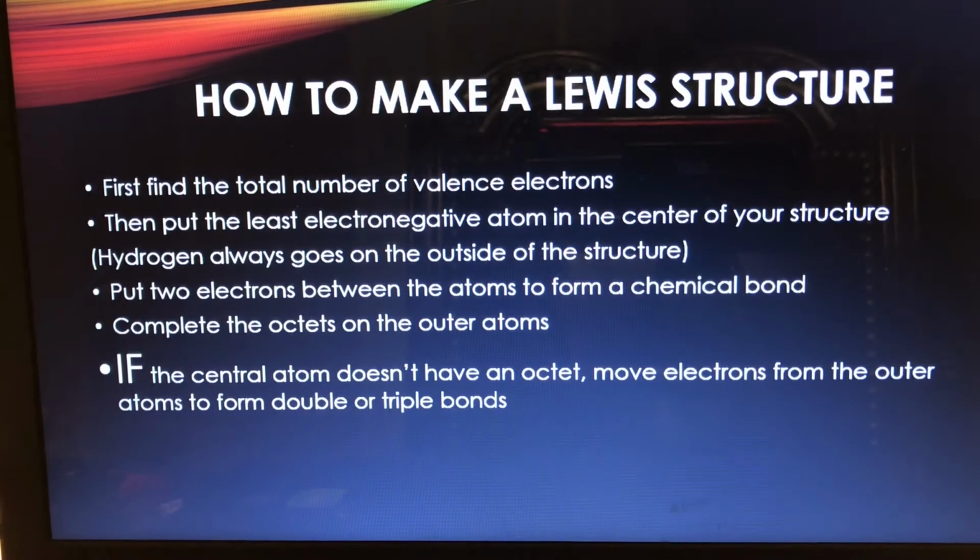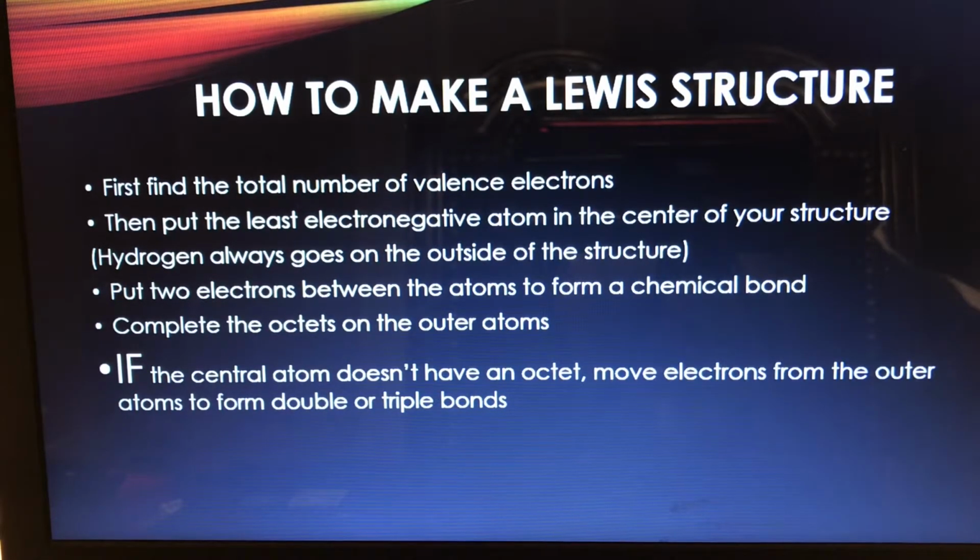How to make a Lewis structure. First, find the total number of valence electrons. Then put the least electronegative atom in the center of your structure. Hydrogen always goes on the outside of the structure. Put 2 electrons between the atoms to form a chemical bond. Complete the octet on the outer atoms. If the central atom doesn't have an octet, move electrons from the outer atom to form double or triple bonds.